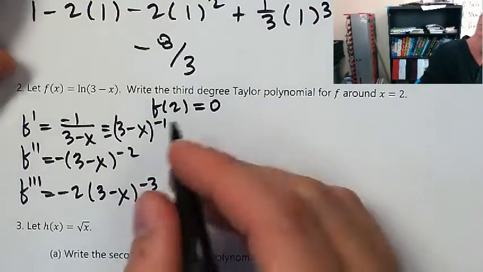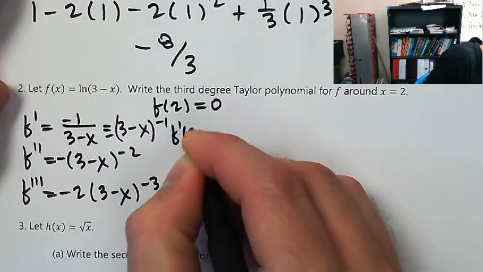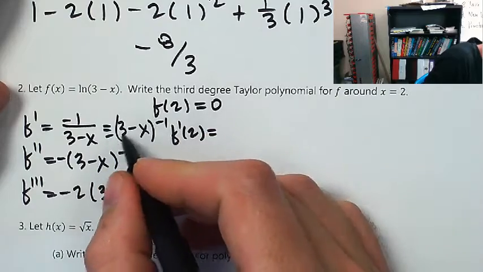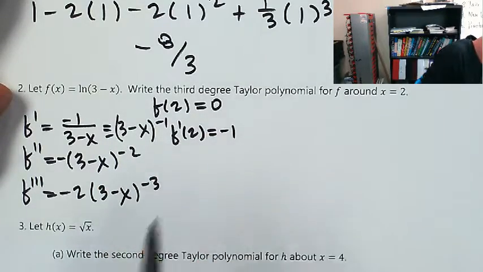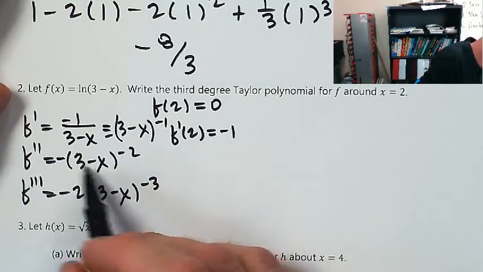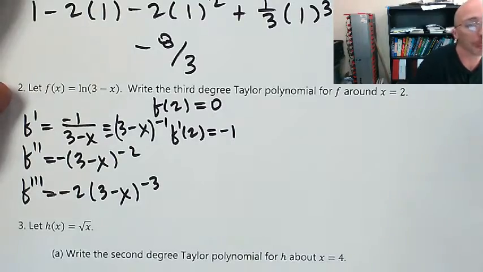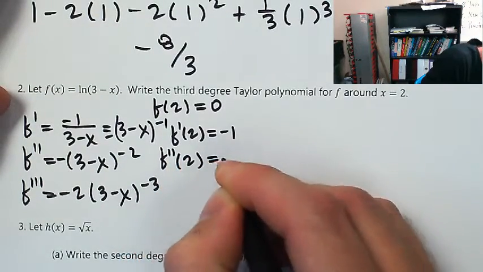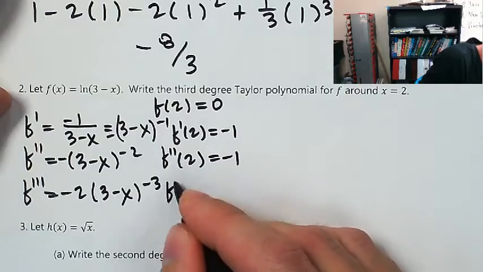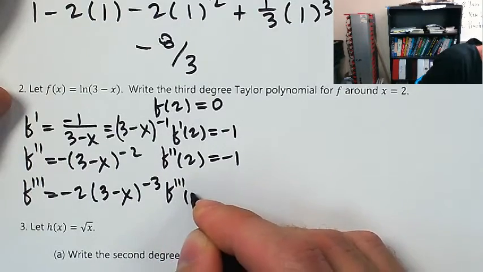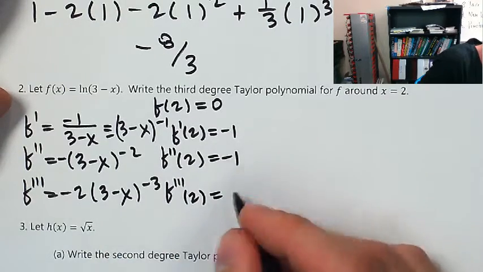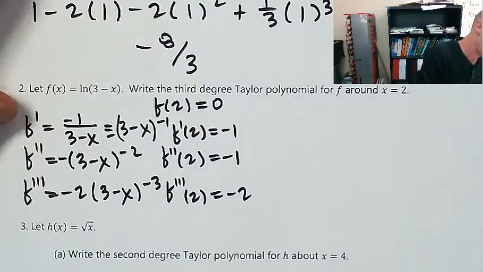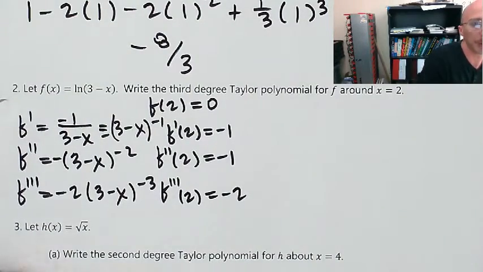Okay. Now, I'm going to need f prime of 2 is -1. Okay, because any power of 1 is 1, so all of these 3 minus x to the various powers, they're just going to be 1s. So I'll have f double prime of 2 equaling -1, and f triple prime of 2 equaling -2. Right, and then I'm ready to go.